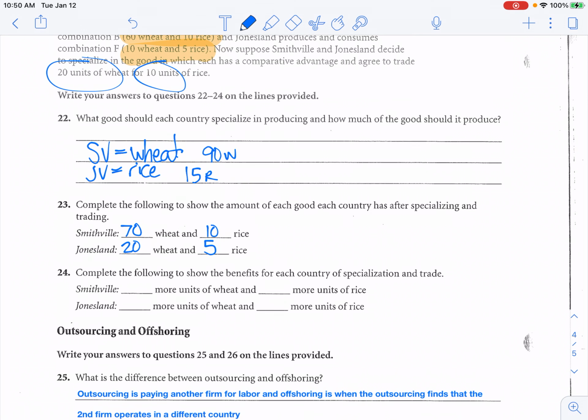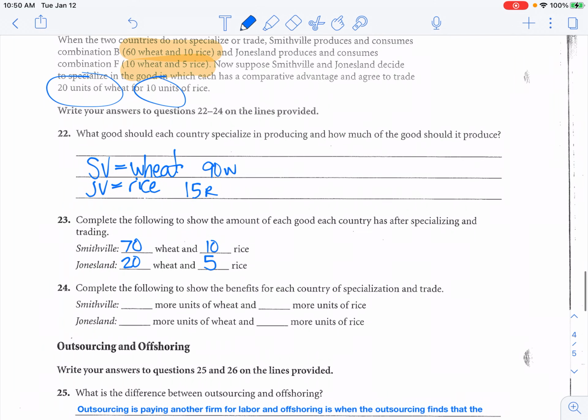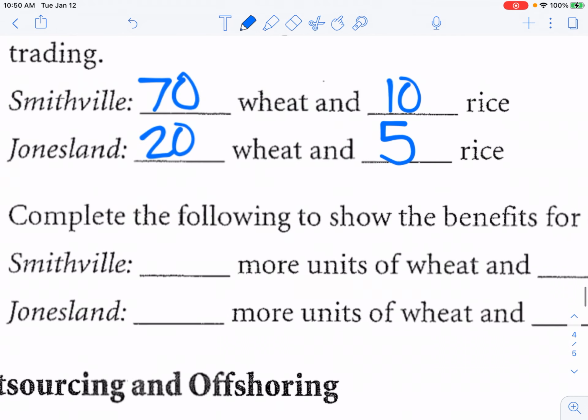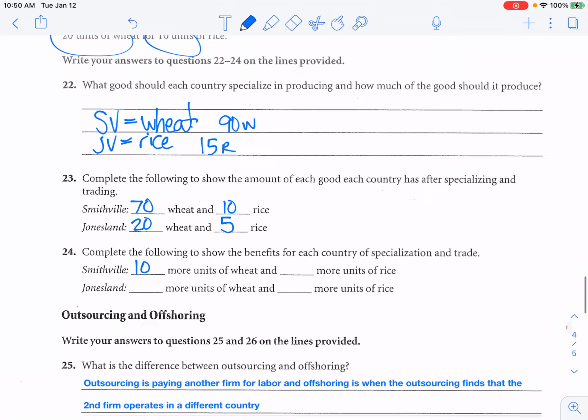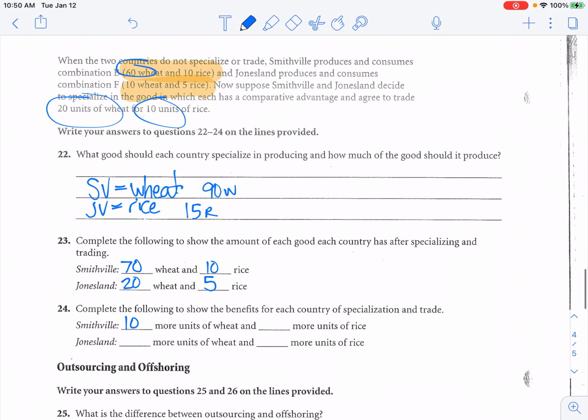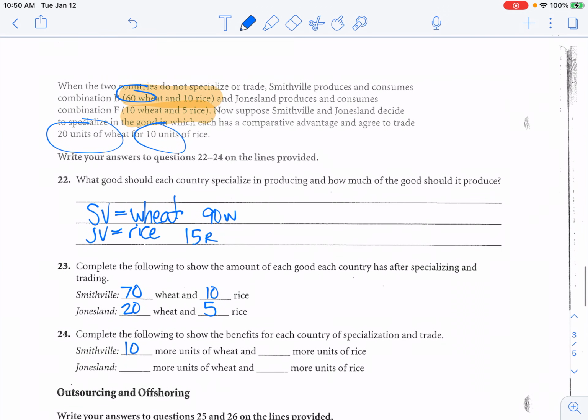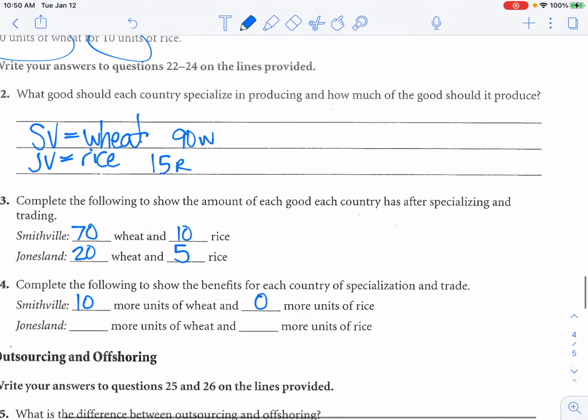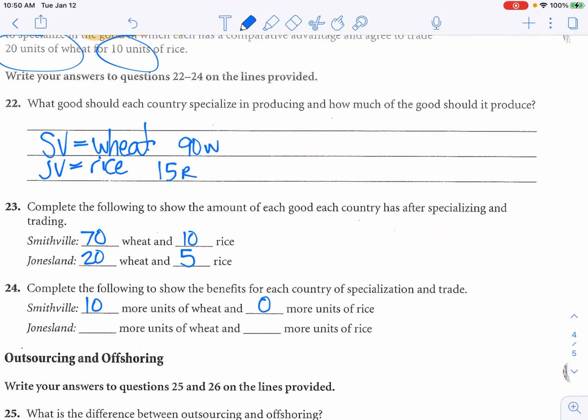Now let's show how they are more productive and have more food for the people in their country because they specialized and traded. Smithville, in the original question, had 60 units of wheat, but after specializing and trading, they're at 70. So they have 10 more units of wheat. And in terms of rice, they have 10 units of rice, and that's what they had before. So they have no more units of rice, but they don't have any less. They didn't have to give anything up to get 10 more units of wheat.